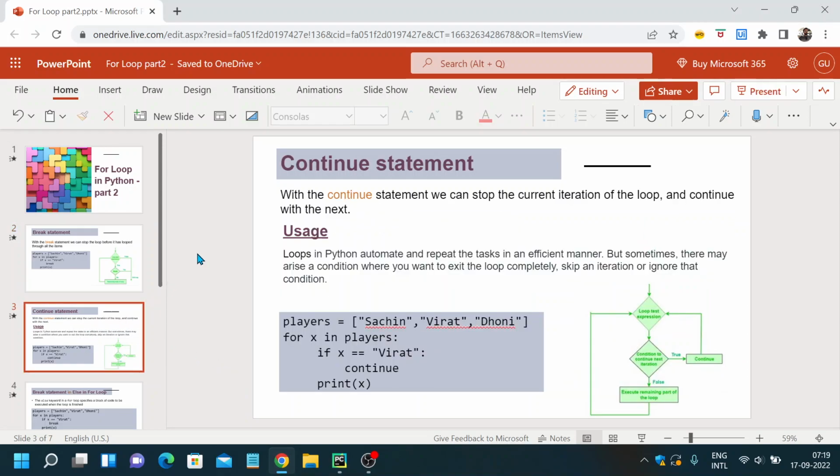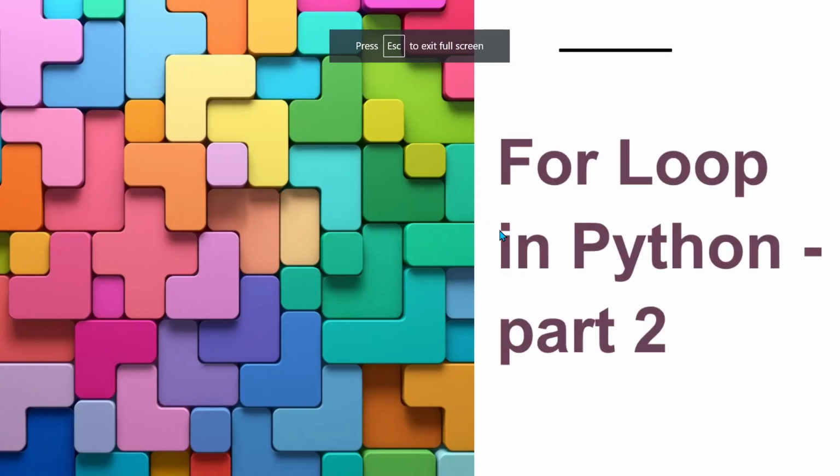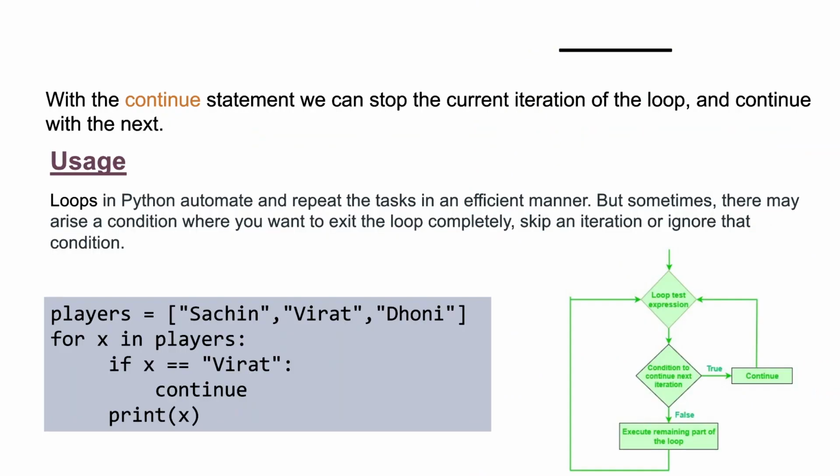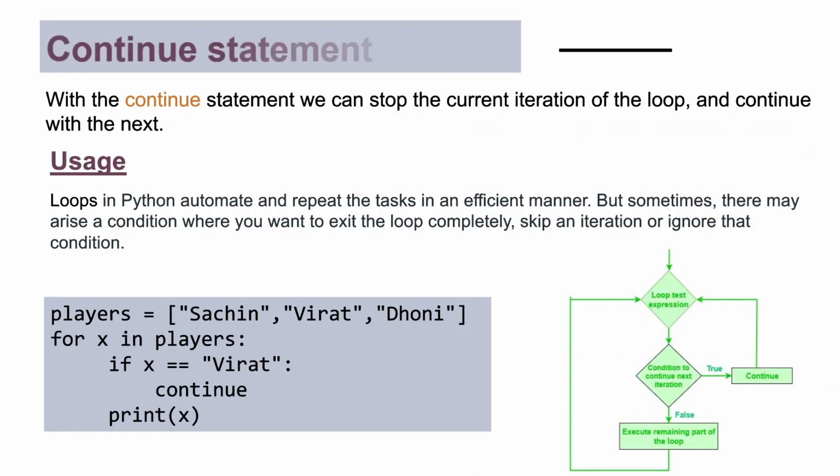Next is just kind of the opposite of it. We have something called the continue statement. With the continue statement, we can stop the current iteration of the loop and continue with the next. So when do you use the continue statement? You have loops, and loops in Python automate and repeat tasks in an efficient manner. But sometimes a condition may arise where you want to skip an iteration or ignore that condition. In those kinds of situations, you can use this continue statement.